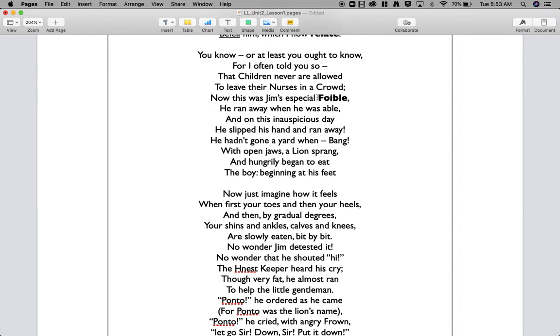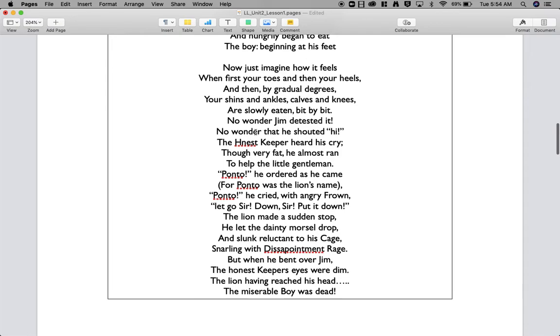Now this was Jim's especial foible. He ran away when he was able, and on this inauspicious day he slipped his hand and ran away. He hadn't gone a yard when bang! With open jaws a lion sprang and hungrily began to eat the boy beginning at his feet. Ooh, let me say that again. With open jaws a lion sprang and hungrily began to eat the boy beginning at his feet. Now just imagine how it feels when first your toes and then your heels, and then by gradual degrees your shins and ankles, calves and knees, are slowly eaten bit by bit.